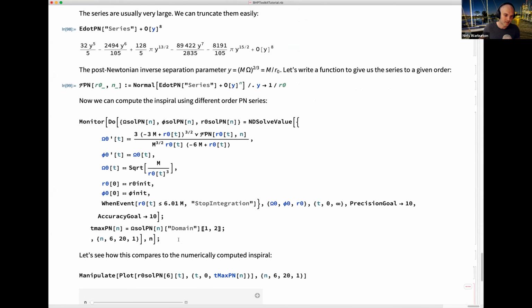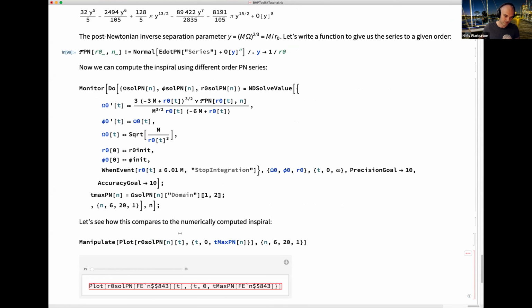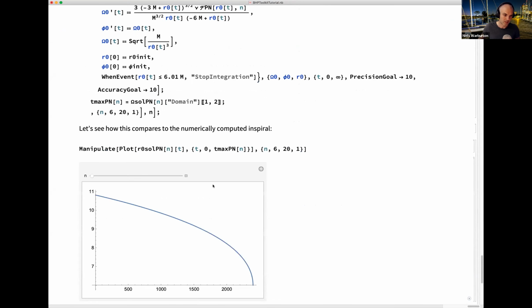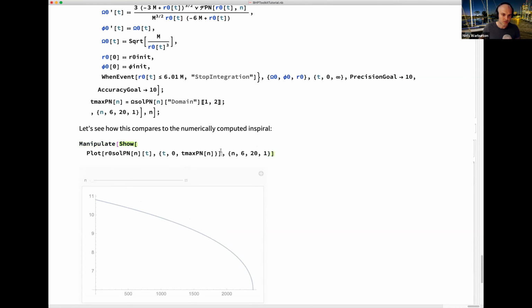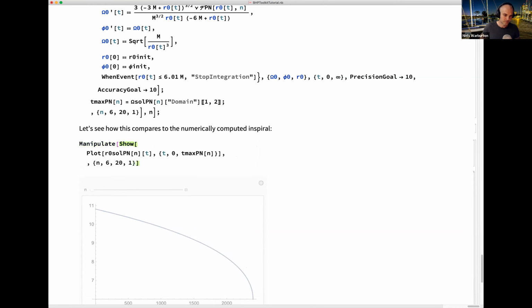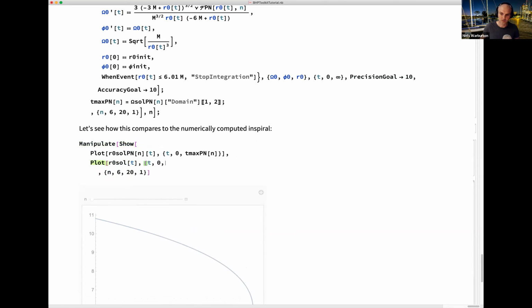R0 PN, the t max. There. Okay. And we might wish to compare this against our numerical solution that we had before, t from 0 to t max. And let's give that a different style, dashed red.